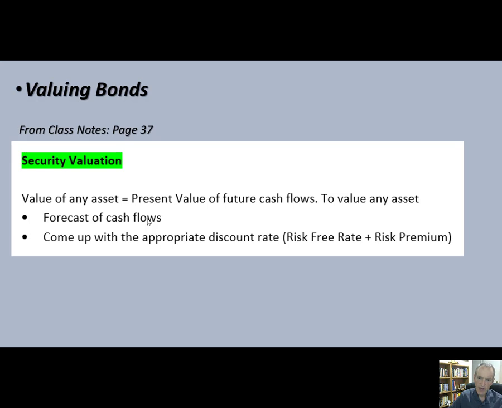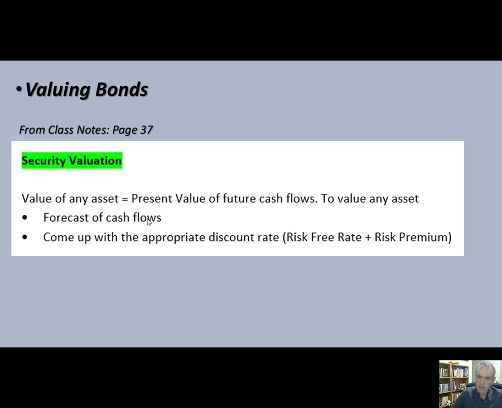Now stocks we're going to value using the forecast of future cash flows, but with stocks it's going to be a little bit different because it's not contractual. Companies don't have to pay dividends. So it's a little bit different math, but that's what it comes down to, is forecasting. What future cash flows will this asset provide? What will the security provide?